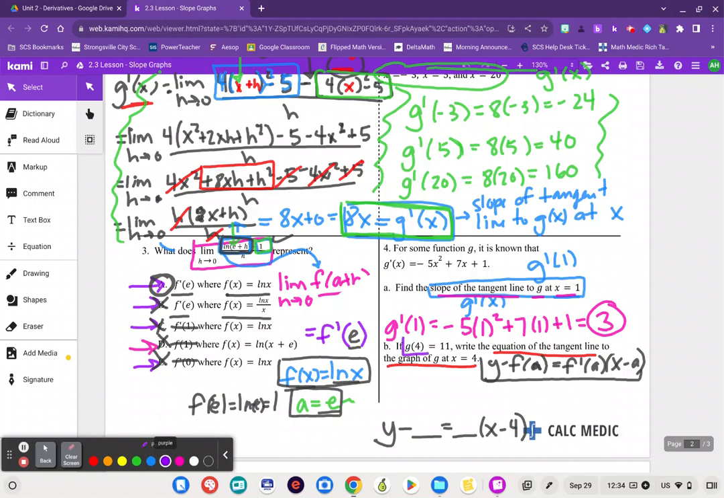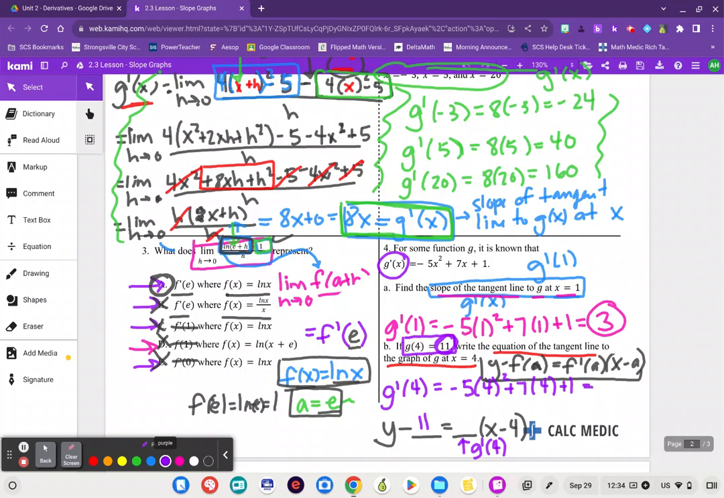Okay, well, I know that g of 4 is 11, so the 11 goes right here. That's the output when my input is 4. But to fill this piece in right here, I need to find g prime of 4. I need to find the slope of the tangent line when x is 4. Hey, lucky for you, I have the g prime function. I'm going to say g prime of 4 is equal to negative 5 times 4 squared plus 7 times 4 plus 1. Oh, without a calculator.